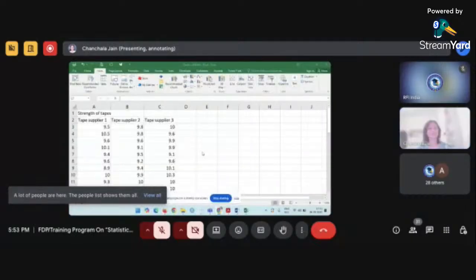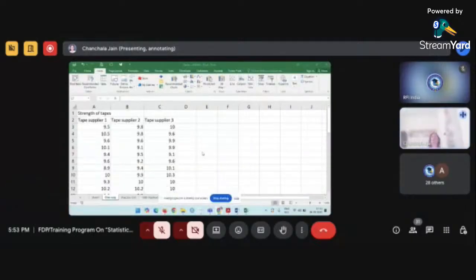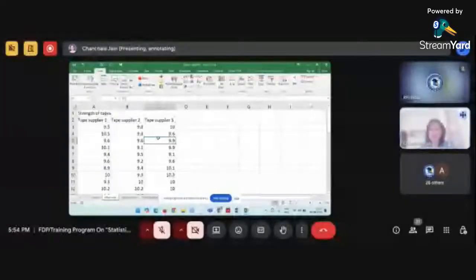Yes, ma'am. So Pushpa ma'am said very correctly, we are having 2 variables only: the strength of the tapes and the type of supplier, right? So we can say strength of tape is my dependent variable or numeric variable, and type of supplier is my independent variable with the 3 groups, right? Clear? And for one-way ANOVA, we need only these 2 variables. So the condition is sufficient. That means variables are sufficient here for performing one-way ANOVA.